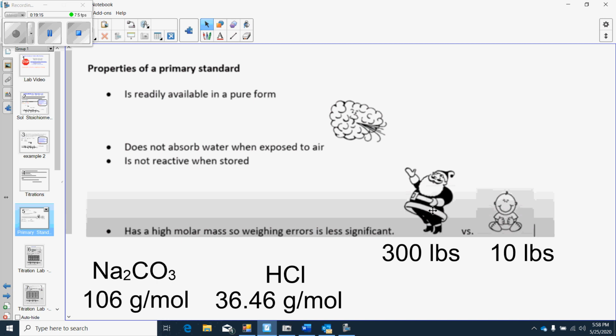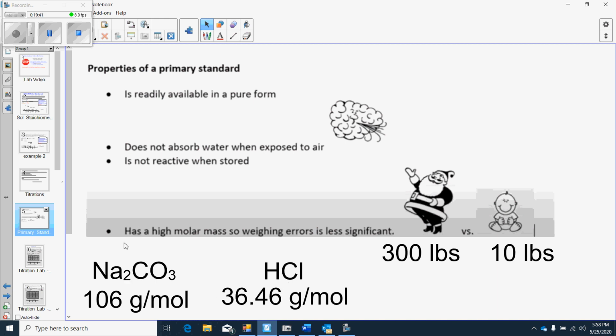Over here with Santa, 1 pound more or 1 pound less is not really going to make a big difference. The bigger the mass, even if you mess up a little bit and don't measure your mass completely correctly, it's not going to affect the overall concentration that much. The same is true with solutions and with the molar mass of the compound that you're making the solution with.